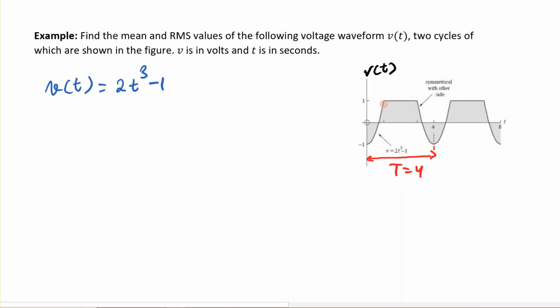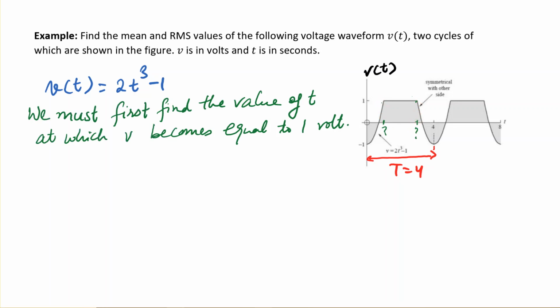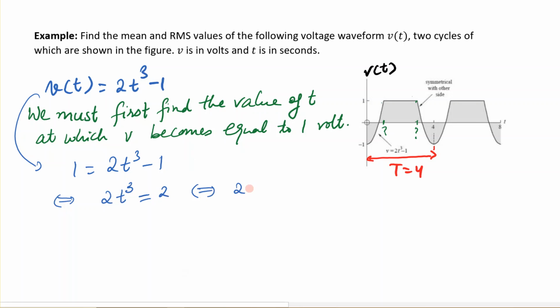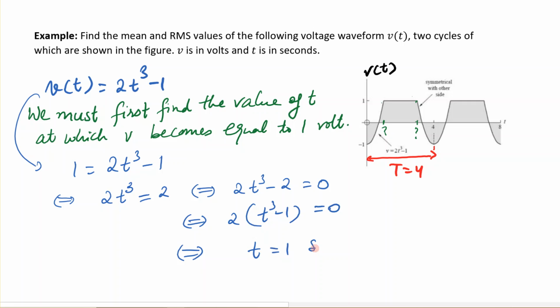So we need to figure out this x value and this x value. Let's put v equals 1 volt here. So 1 is equal to 2t cubed minus 1, and then from here we get 2t cubed is equal to 2, and 2t cubed minus 2 equals 0. So 2 as a common factor out. So t cubed minus 1 equals 0. So from here t should be equal to 1 second.